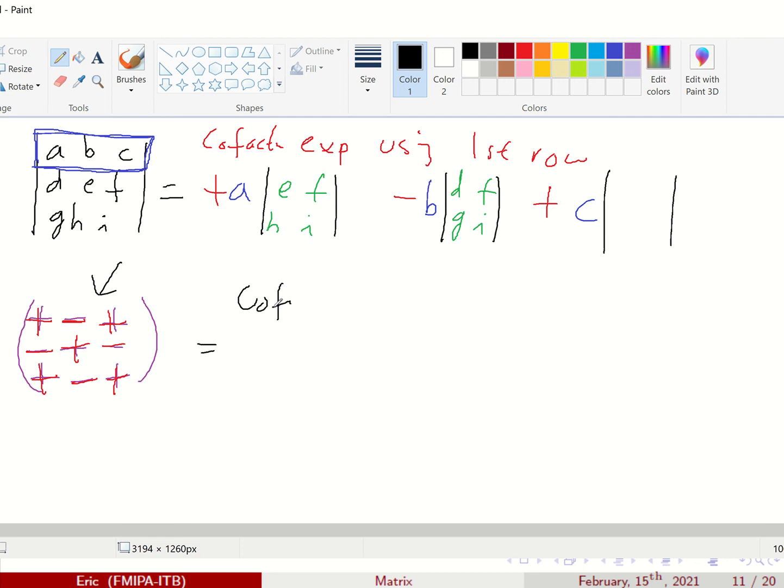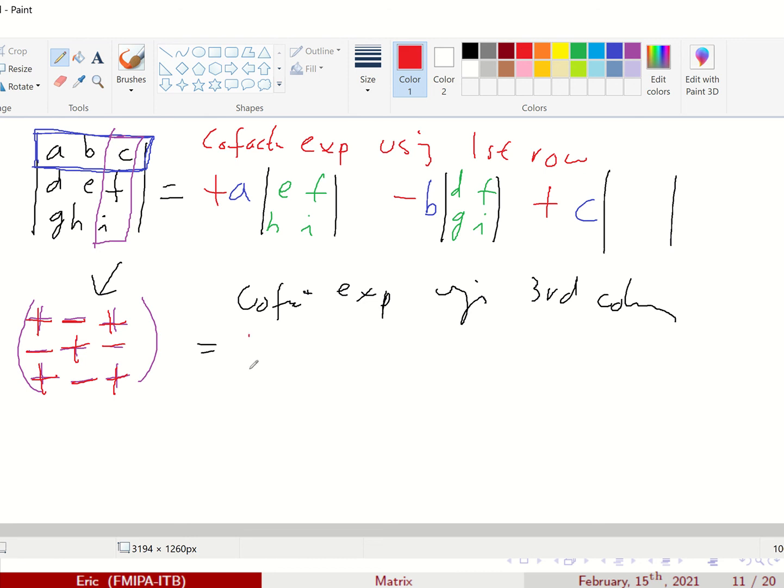If you want to find the cofactor expansion using the third column. Okay, what is the third column? The third column is here. This is the third column. Let's see, I just use purple. This is the third column. Okay, C, F, I. So don't forget the sign first.